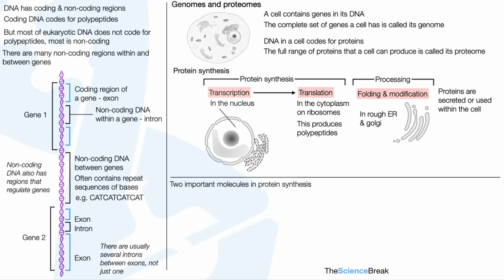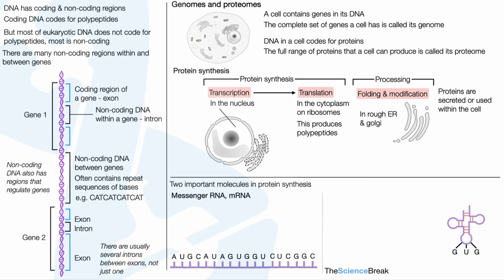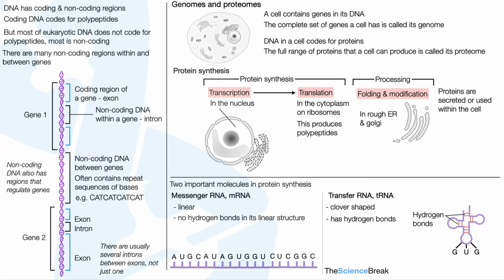Two important molecules that we need to know in protein synthesis before we get into the details of it are messenger RNA, otherwise known as mRNA, and transfer RNA, otherwise known as tRNA. Messenger RNA is linear. Transfer RNA is clover-shaped. There are no hydrogen bonds in the linear structure of mRNA, and transfer RNA actually has hydrogen bonds between strands. You can see the hydrogen bonds there in red in the diagram.